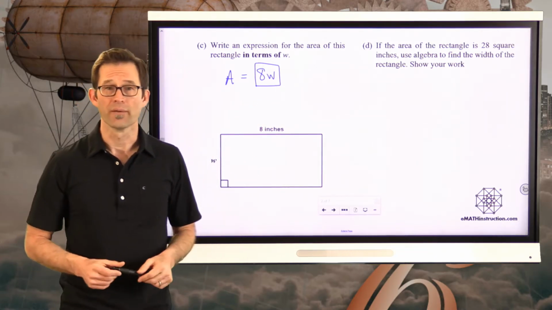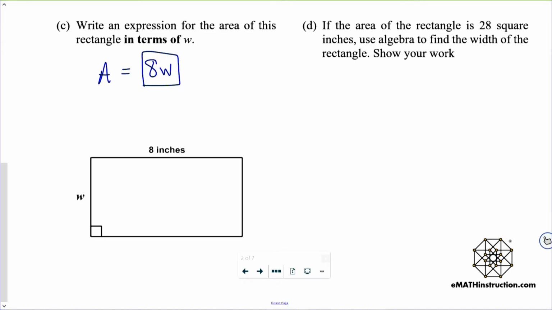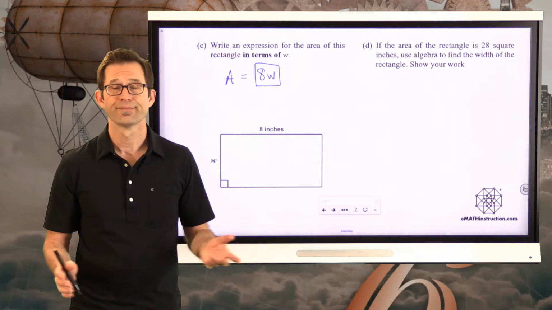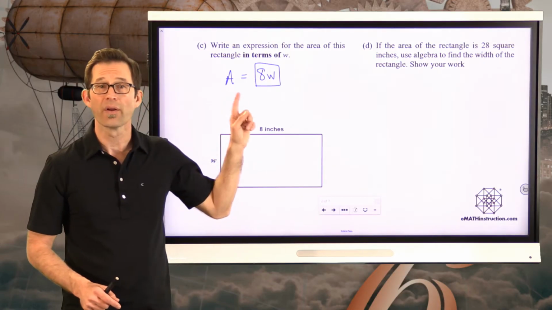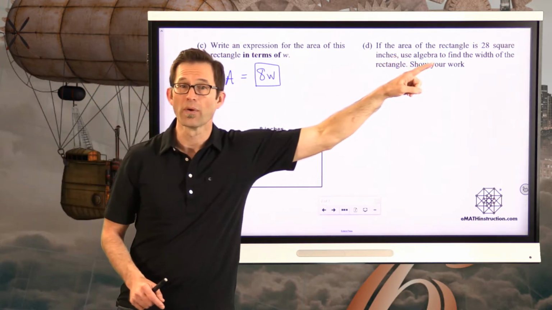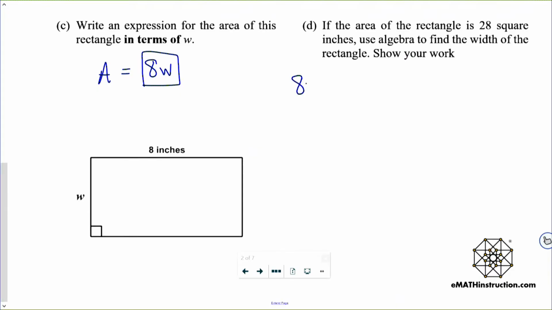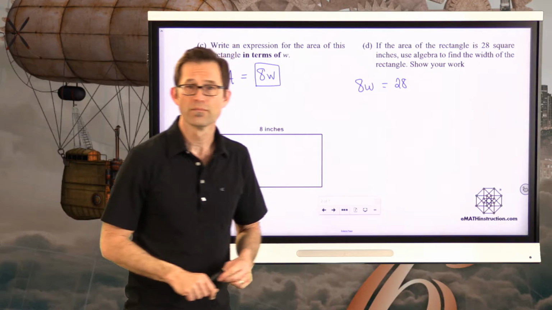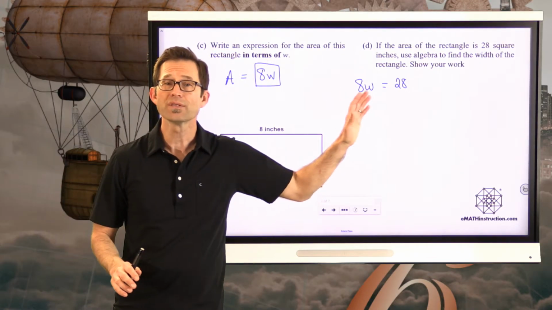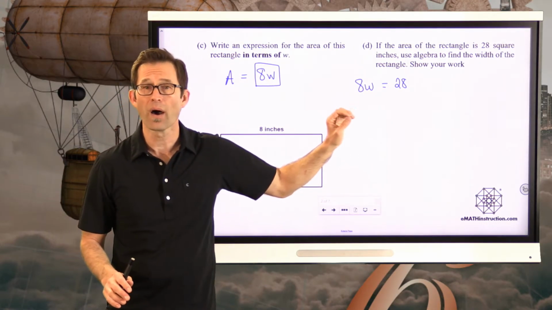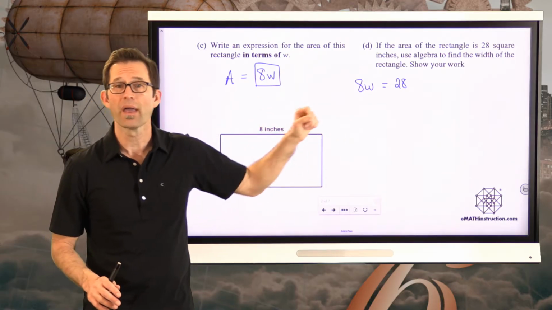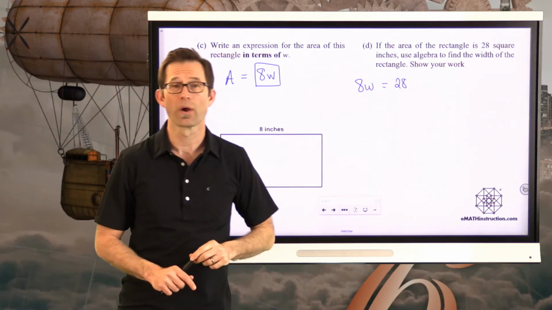Now let's take a look at letter D. If the area of the rectangle is 28 square inches, use algebra to find the width of the rectangle. Show your work. Well, we know what the area is. It's 28 square inches. So what we're now going to do is take our expression, 8w, and set that equal to 28. Easy enough. So this is an equation that models the fact that the area is given by 8w and we're told it's 28 square inches.